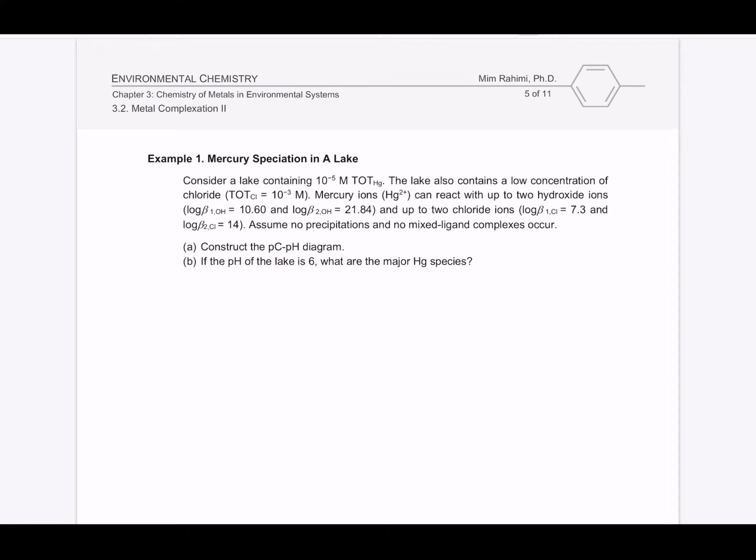We also have the quantitative information for complexation with hydroxide. The beta value for 1 and 2 is given, and the complexation for Cl, the 1 and the second one, is given. So we know the quantitative information. And assume no precipitation and no mixed ligand. The no precipitation assumption we're going to revisit in the next lecture, but the mixed ligand complexation is beyond this course.